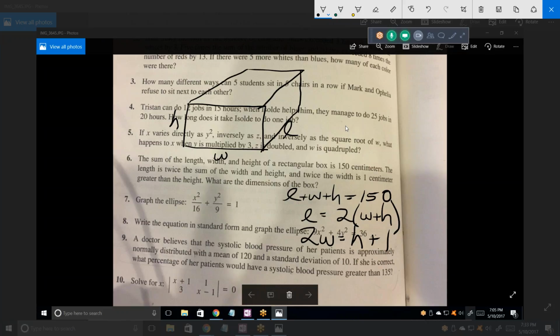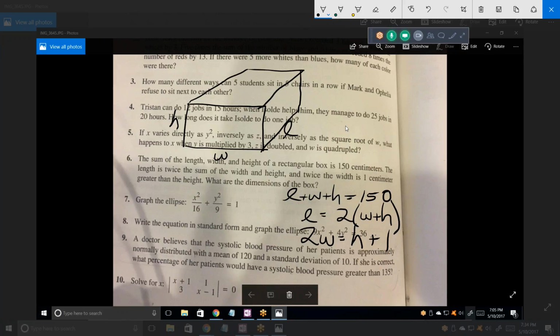Okay? Now, notice what I have. I have 3 equations and 3 unknowns. They're not even hard to solve. Normally 3 equations and 3 unknowns are hard to solve. But notice that I can do a lot of substitution here. I can solve these by substitution.